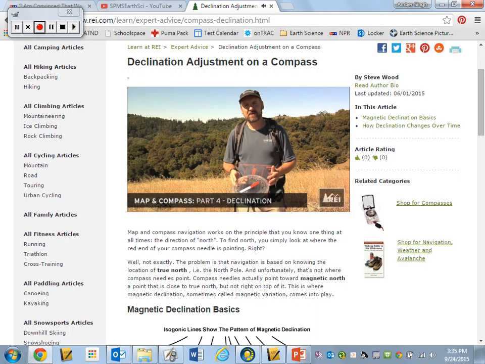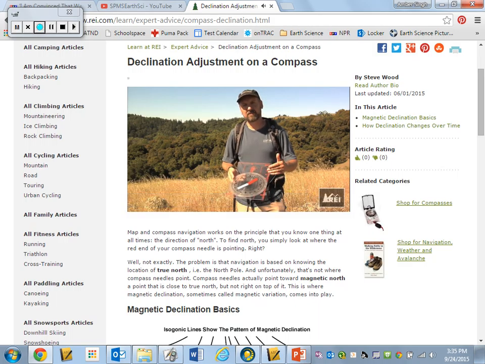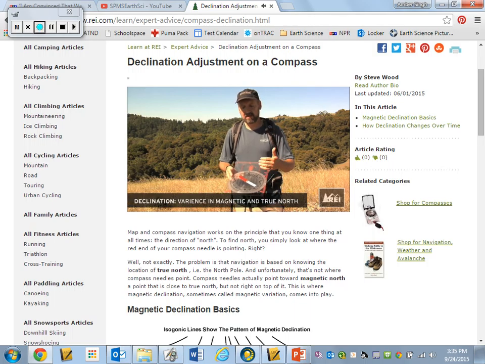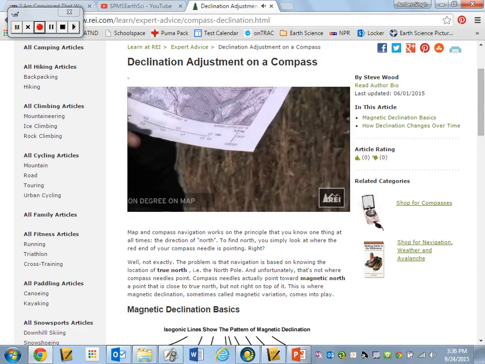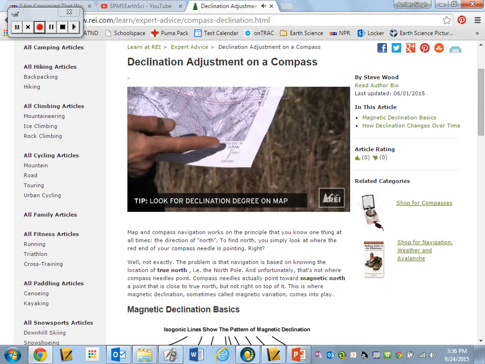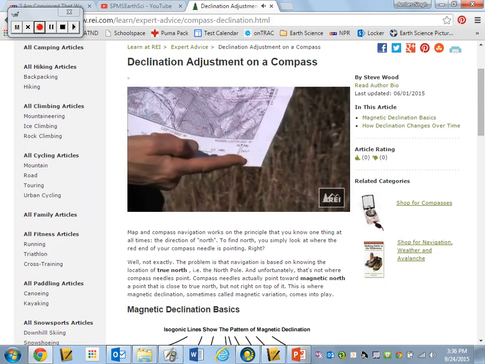Hi, I'm Steve with the REI Outdoor School. I'm going to explain for you the concept of magnetic declination. It's important to understand when using a compass that the compass arrow points to magnetic north, not to the North Pole. In many parts of the world, this difference can be very great, 10, 15, or 20 degrees or more. You find your declination from your topographic map. It will give you a direction in degrees.